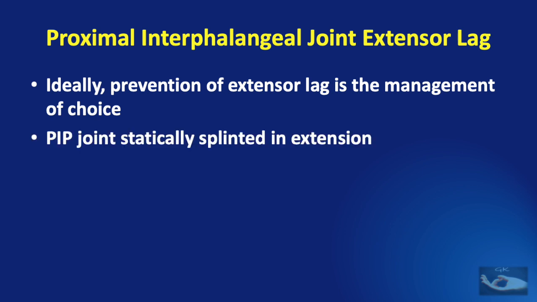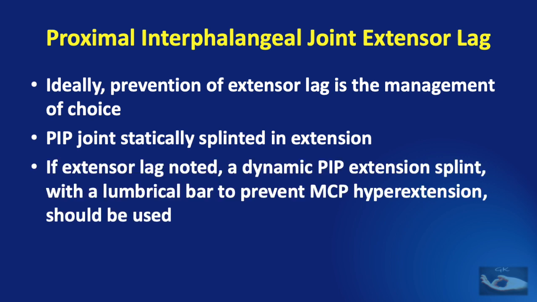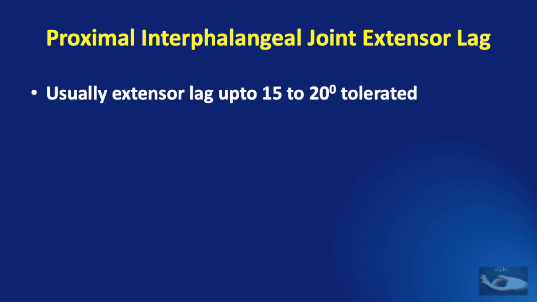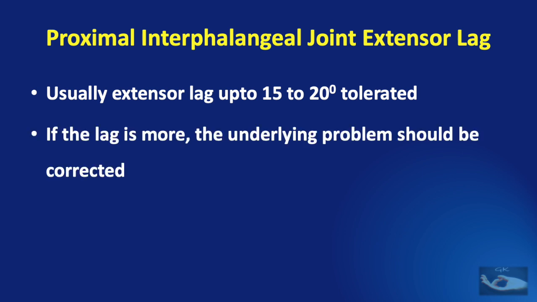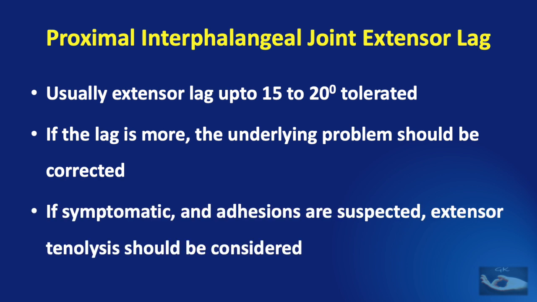The PIP joint should be statically splinted in extension. If an extensor lag is noted, a dynamic PIP extension splint with a lumbrical bar to prevent metacarpophalangeal joint extension should be used. Usually, a lag up to 15 to 20 degrees is tolerated. But if the lag is more, the underlying problem should be corrected first, and if symptomatic and adhesions are suspected, extensor tenolysis should be considered.